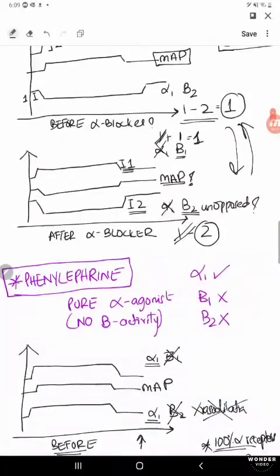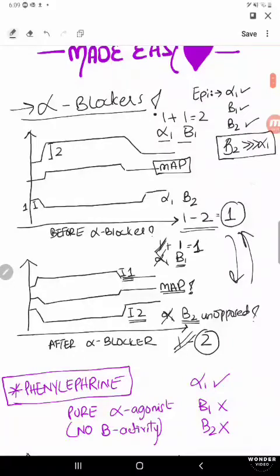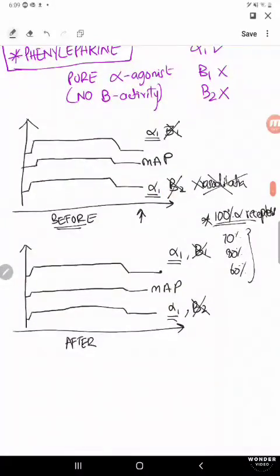Now what we saw in our epinephrine case is that the activity gets reversed, right? But here we saw that because there is no beta activity, the effect after alpha blockers would not be reversed. Instead, it would be reduced. It would not be reversed. In fact, it would be reduced. The effect is going to be less compared to when there is no alpha blocker, but there will be some effect. Okay, so I hope that is clear to you.